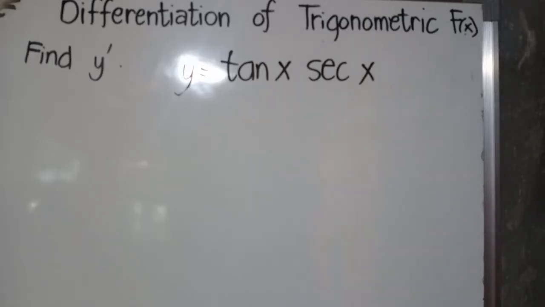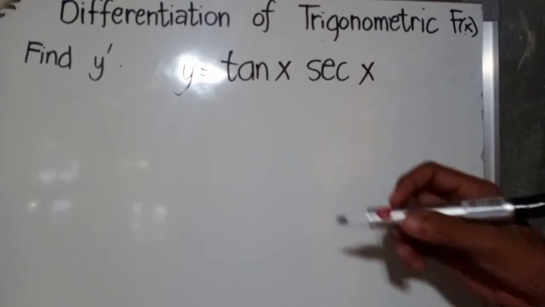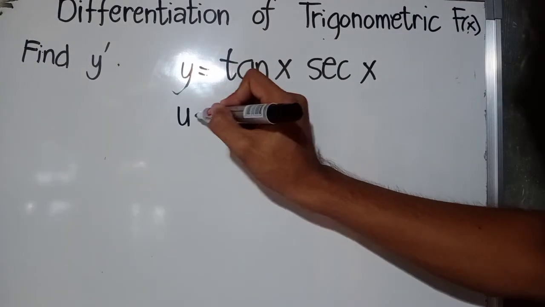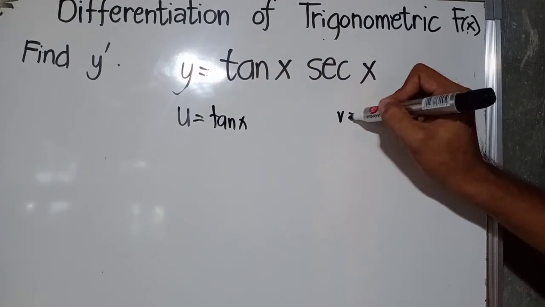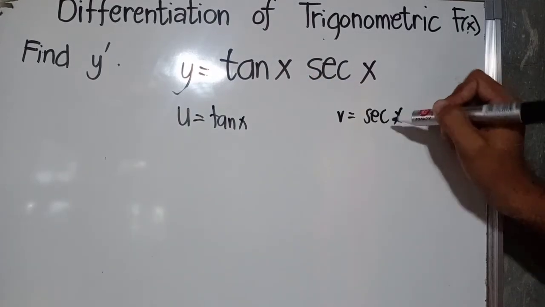Okay, third example is finding the derivative of y is equal to tangent x secant x. So as you can see, isang term lang siya, tapos hindi siya sineseparate ng addition or subtraction, meaning ito ay multiplication, and you're going to use the product rule. So applicable pa rin siya gamitan ng product rule. So, your u is tangent x and your v is secant x.